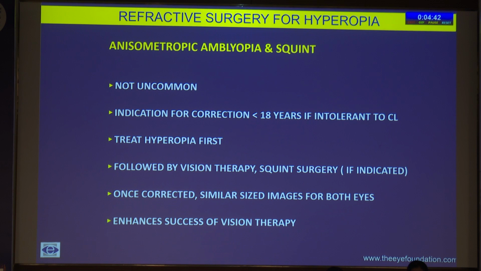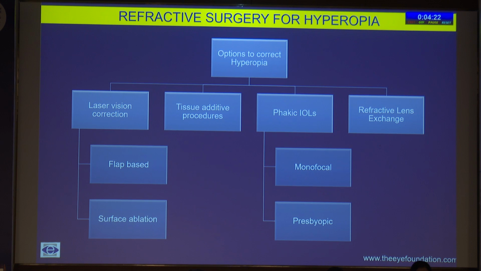Another thing is anisometropic amblyopia and squint, which is not very uncommon in hyperopic patients. So this becomes one of the indications to correct patients less than 18 years of age as well. Here, before going ahead with the vision therapy and the squint surgery, it is better to treat the hyperopia first, give them similar sized images in both eyes, which would enhance our success with vision therapy.